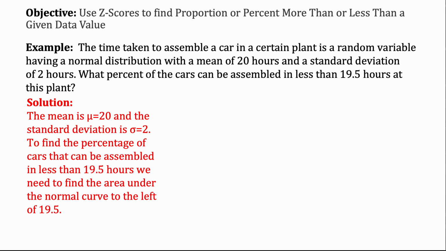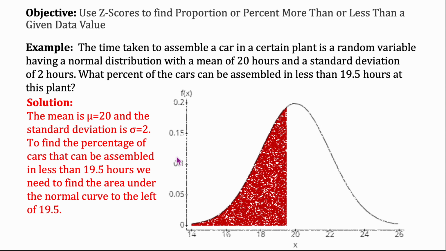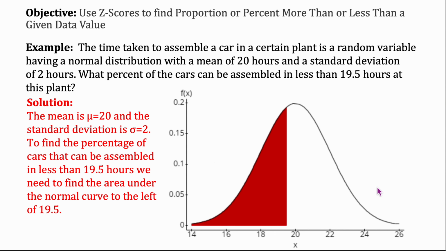To find the percentage of the cars that can be assembled in less than 19.5 hours, we need to find the area under the normal curve to the left of 19.5. So that's kind of what the normal curve would look like. That's where 19.5 would hit if we had a mean of 20 and a standard deviation of 2. But how could we really interpret that, unless we had some type of calculator or some type of chart? Let me show you what you need to do.